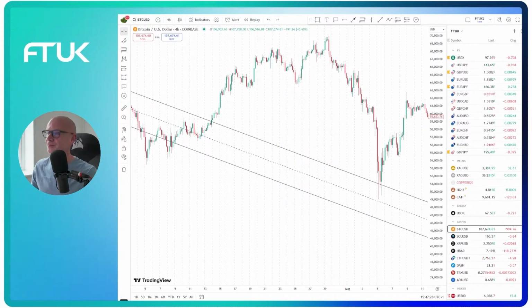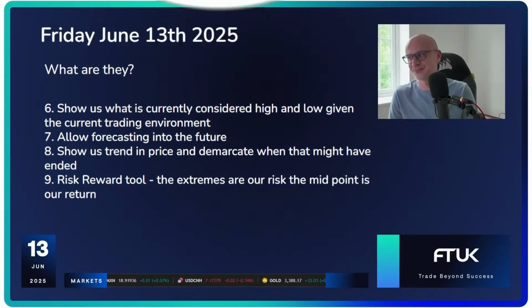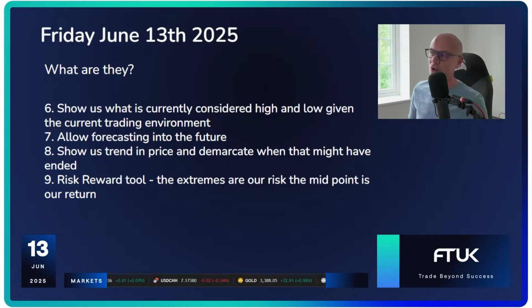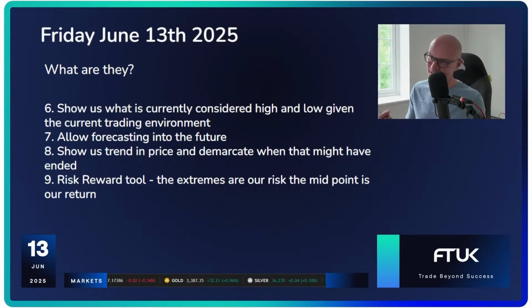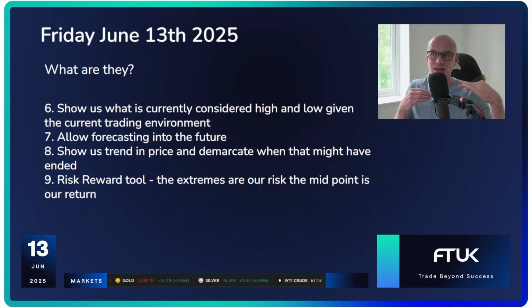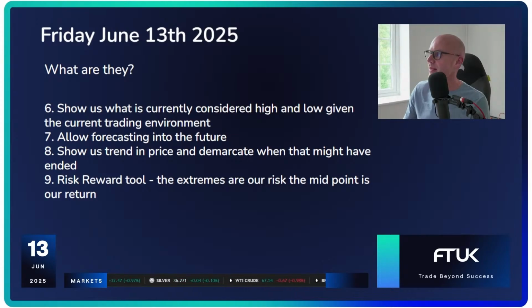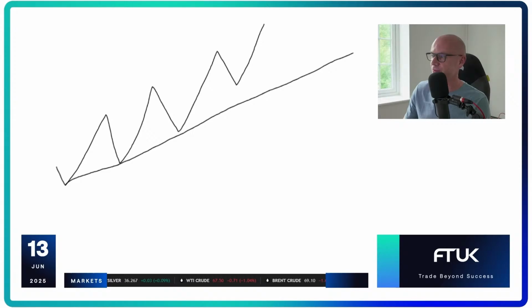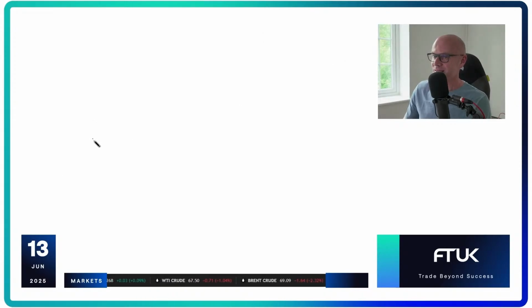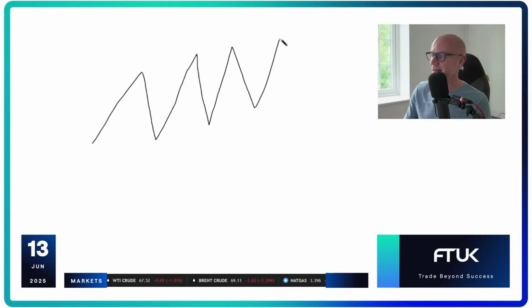Let's move it on. Point number 6. Trend lines also show us what is currently considered to be high or low given the current trading environment. And again, this is where we can start to be a little bit more advanced in our thinking of how we understand trend lines and also trend channels. When you've got a market that is giving you a certain range, it's got a sense of what that market is actually working with.